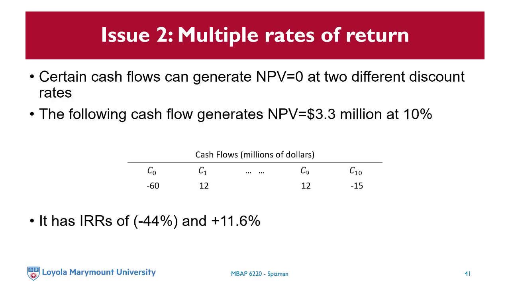The second issue is where you could have multiple rates of return. Sometimes cash flows will have different discount rates to generate NPV equal to 0. We can actually see this with this series of cash flows where we have negative 60 today, 12 million for the next 9 years, and at time 10, negative 15. At 10%, the NPV will be 3.3 million. However, the IRRs for this particular project are minus 44% and plus 11.6%.